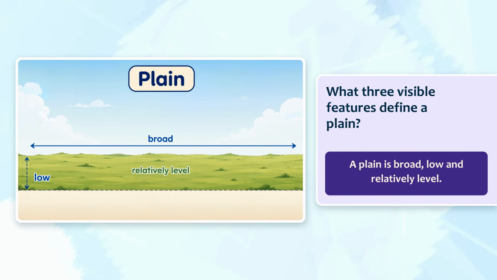Use the width, height, and surface clues. What three visible features define a plain? The profile gives us the complete set. A plain is broad, low, and relatively level. The image shows all three features across the same land surface. Next, we will follow sediment from a river to a floodplain and see how fertile soil can develop there.